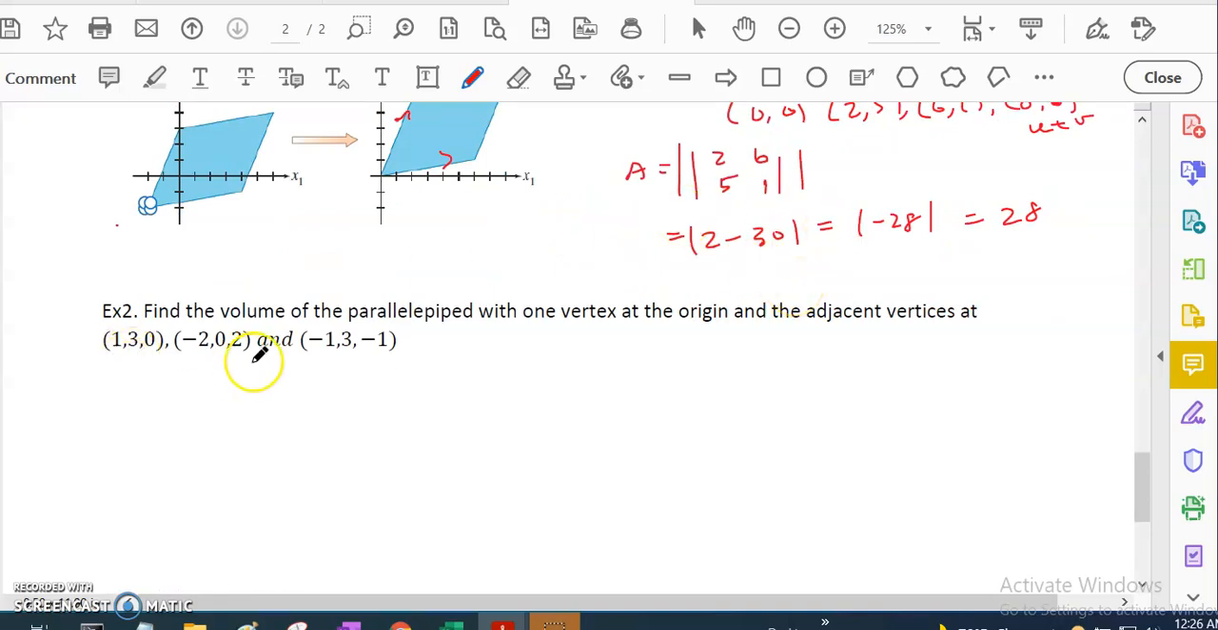If we have 3 points in 3D space, here is one where we have one vertex already on the origin, and then these are the 3 points. They didn't give the 4th point. You can figure out that it is a parallelepiped. If you want to, you can add them together. So how do I do this? The area would be the absolute value of the determinant of 1, 3, 0, negative 2, 0, 2, negative 1, 3, negative 1.